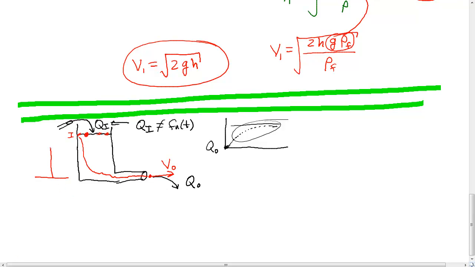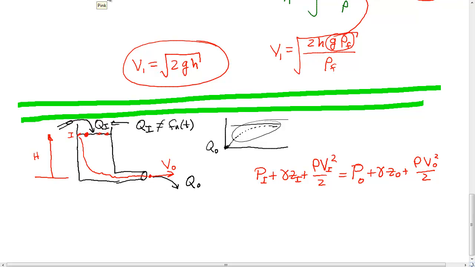Now, the bucket is full to a certain height, and that's going to be important in our situation. So let's write Bernoulli's equation. P1 plus gamma Z1 plus rho V1 squared over 2 is equal to P. Now, I've already messed up. This should be I. This should be O. PO plus gamma ZO plus rho VO squared over 2.